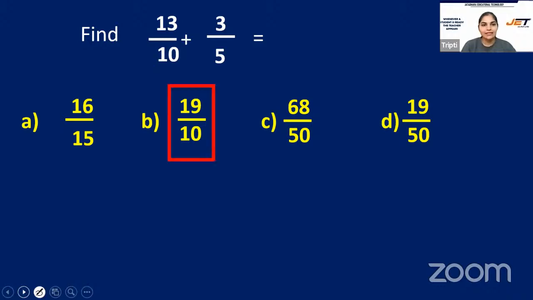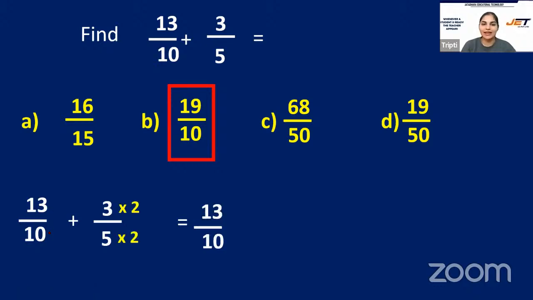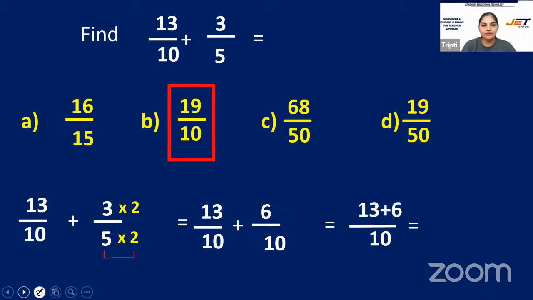So here, the answer is option B. 13 by 10 plus 3 by 5. 13 by 10, I'm not multiplying that with any number because I know if I multiply 5 by 2, I'll get 10. So here, 13 by 10 plus 3 times 2 is 6, 5 times 2 is 10. That is 6 by 10. So 13 by 10 plus 6 by 10 is 13 plus 6, 19 by 10. Easy, dear children.